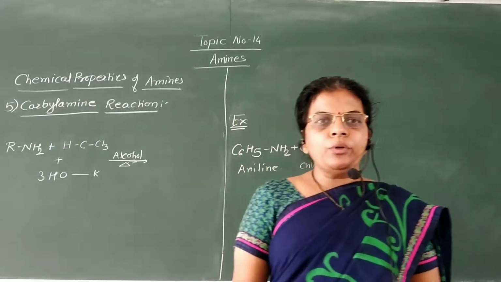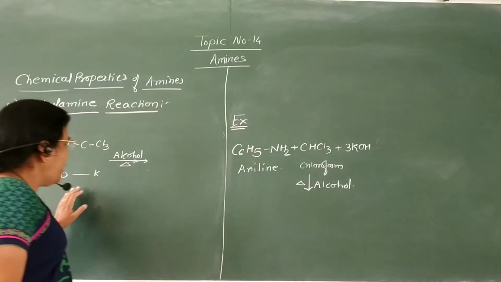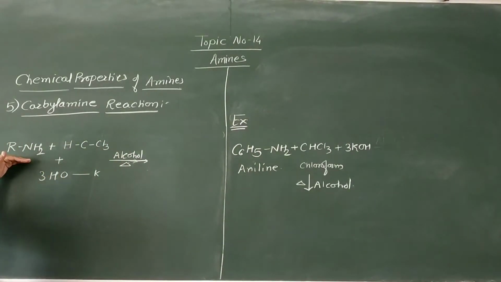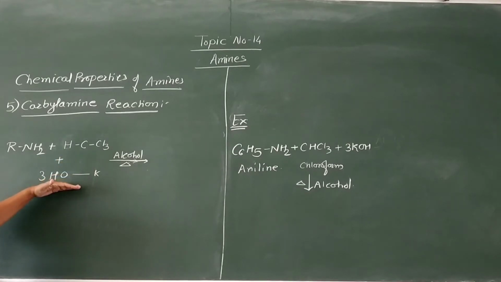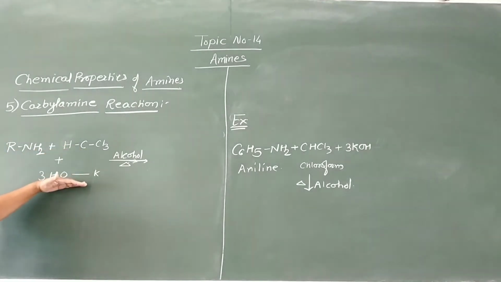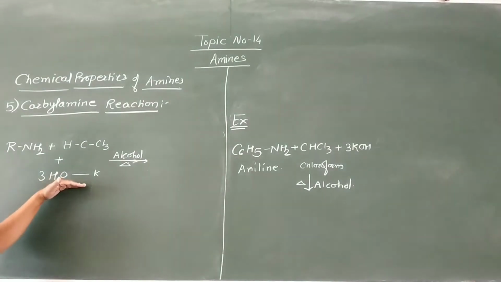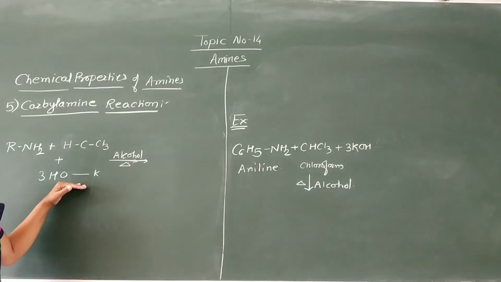Fifth reaction we are going to see is Carbylamine reaction. Now in this reaction, when primary amines are treated with chloroform, that is CHCl3, and alcoholic potassium hydroxide. When primary amine is heated with chloroform and alcoholic potassium hydroxide, then formation of foul smelling alkyl or aryl isocyanide takes place, which is also named as carbylamine.